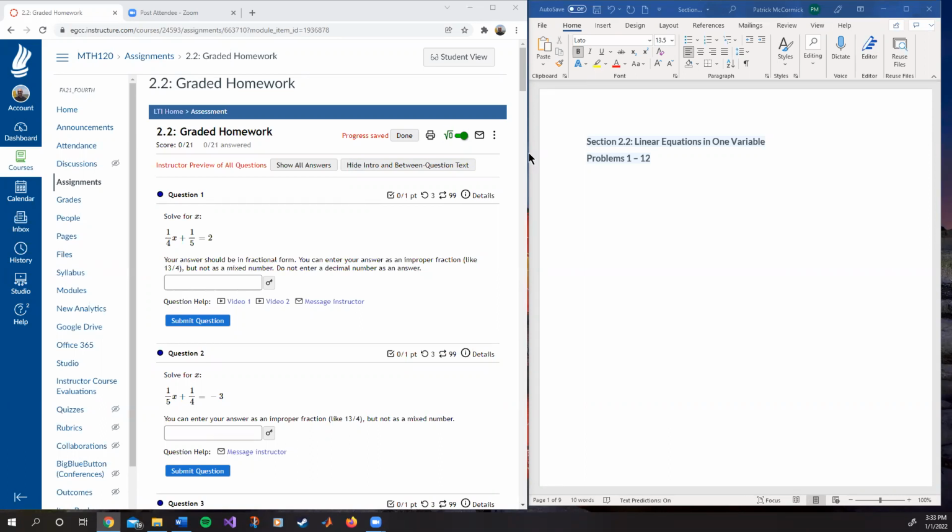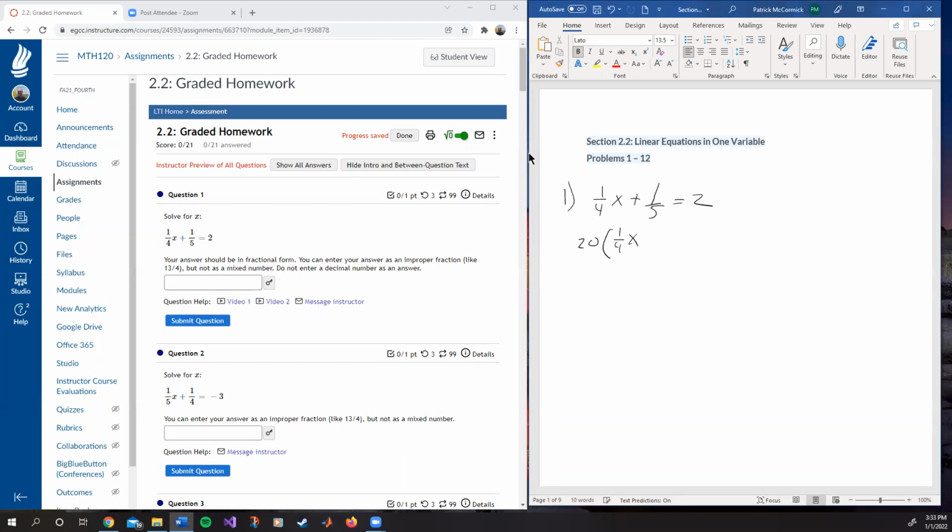Number 1 says solve for x. Let's rewrite the equation over here on the right: 1/4 x plus 1/5 equals 2. Now, fractions, we hate fractions. We want to get rid of them. So we want to multiply through by some number that gets rid of the fractions. That number is the least common multiple of the denominators, in this case 4 and 5. The LCM of 4 and 5 is 20. So I'm going to multiply both sides by 20.